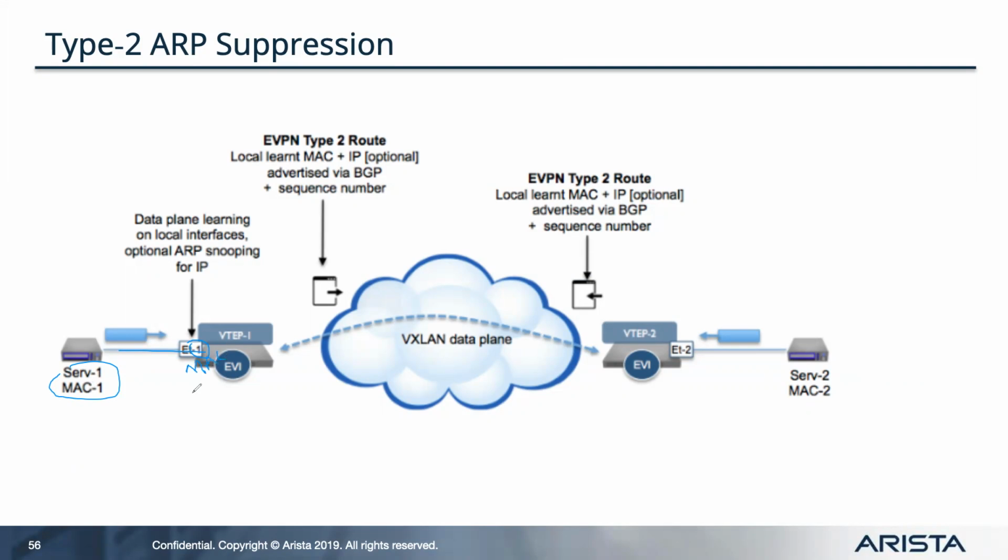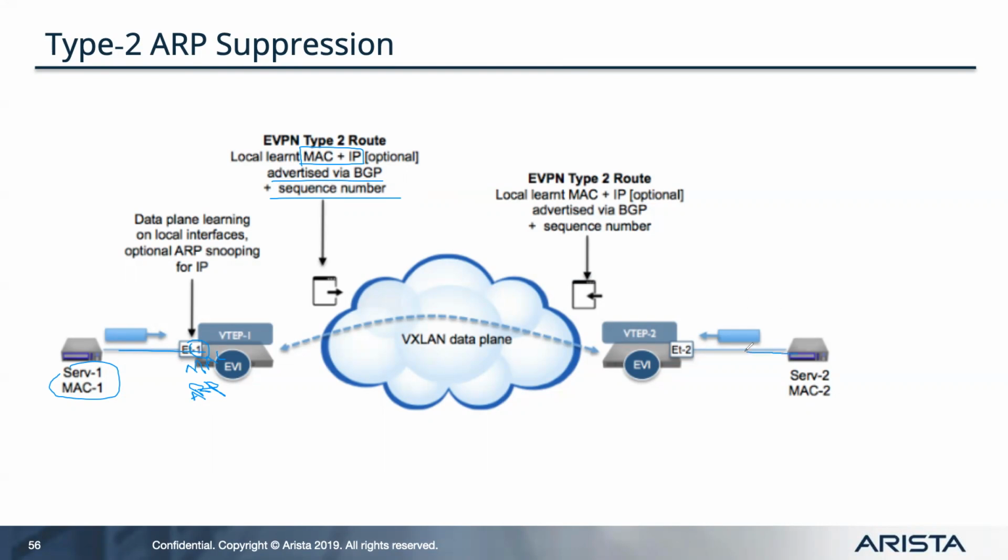As soon as we learn the MAC address and ARP for that VLAN, we'll create a type 2 EVPN route, that is for MAC only and also MAC plus IP, both, ARP and MAC, and advertise it via BGP EVPN or MP-BGP. We will also add a sequence number. We'll see why we need to add it, but that is not in each and every case. We will discuss when we'll add the sequence number, but that is optional, if required.